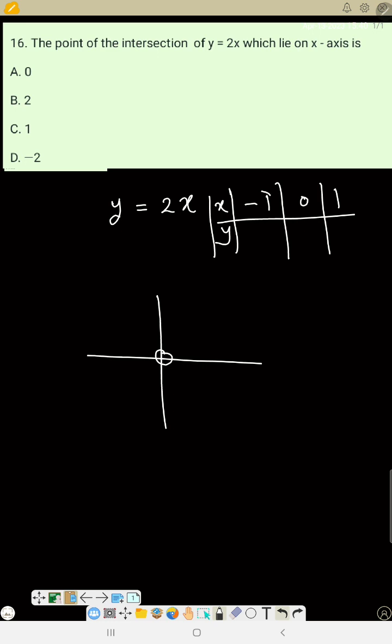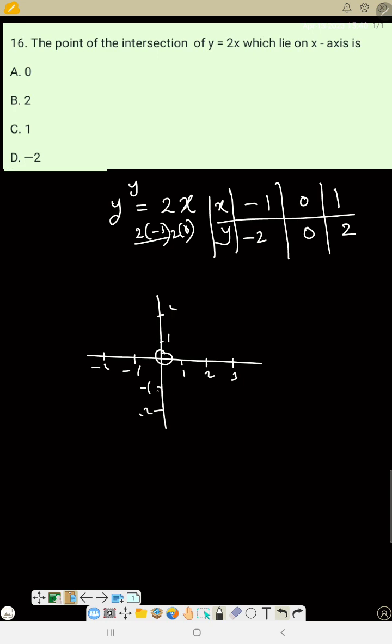So to make it fast, this is x and this is y. Now when x is minus 1, what is y? That will be 2 brackets minus 1, 2 times minus 1, minus 2. When x is 0, y is 0 because that will be 2 brackets 0. When x is 1, y is 2. So if this is 1, 2, 3, minus 1, minus 2.